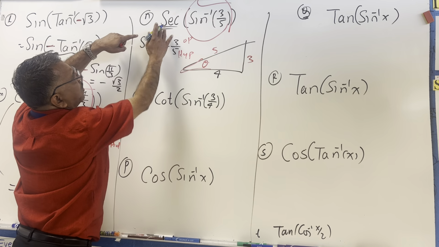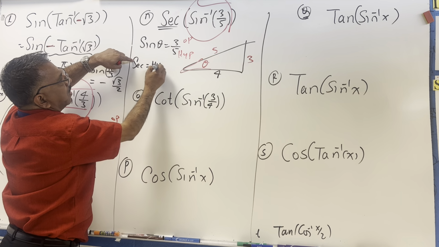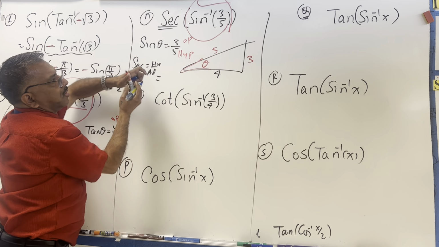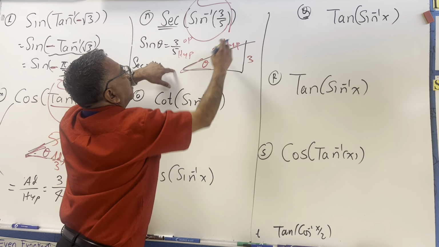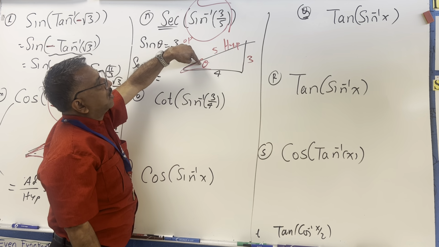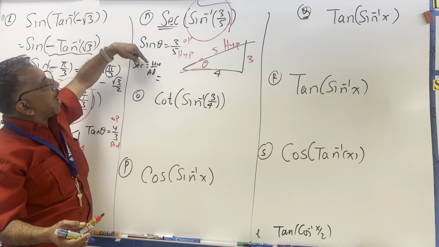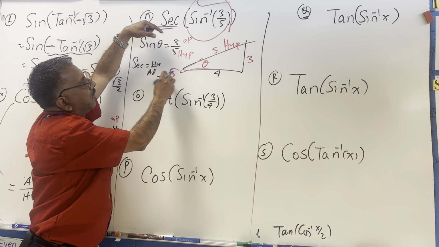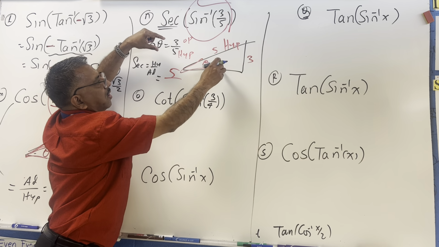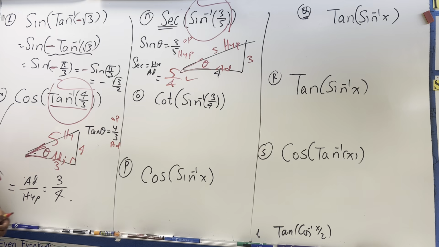And that's why this is secant. Now what is secant basically by definition? Secant is hypotenuse over adjacent, so the answer will be 5 by 4. So this theta is this one, and the secant is asked. The secant is hypotenuse over adjacent. So hypotenuse is 5, and adjacent is 4. So there you go. Let's go to the next one.